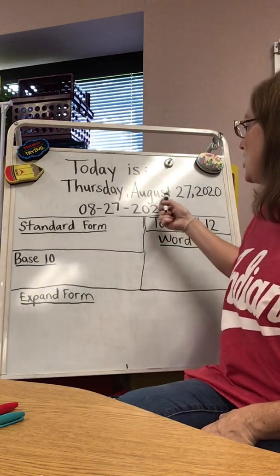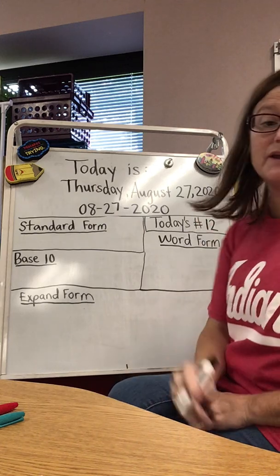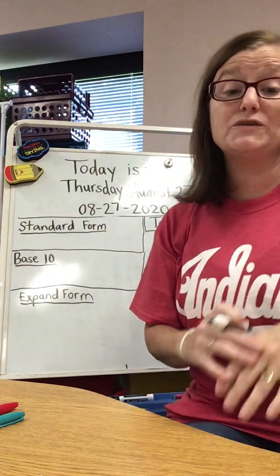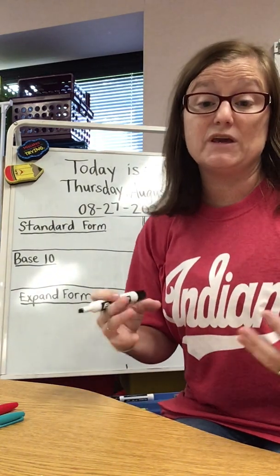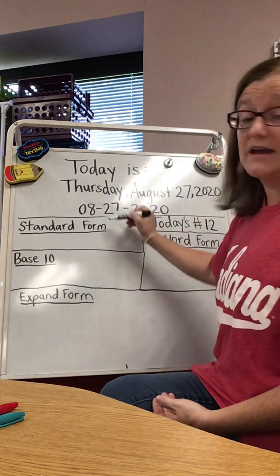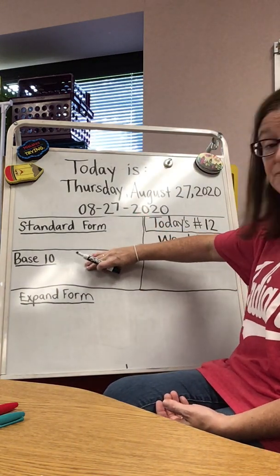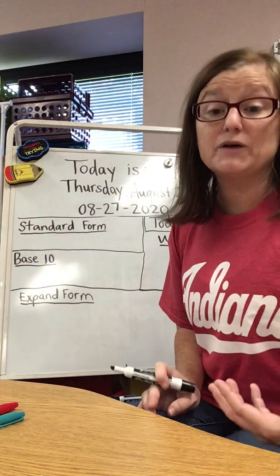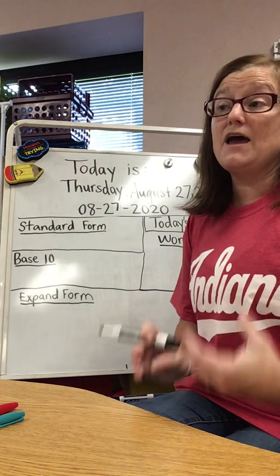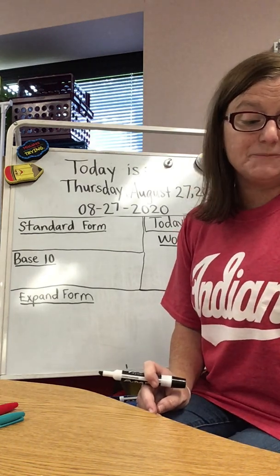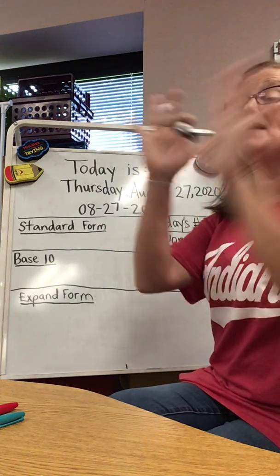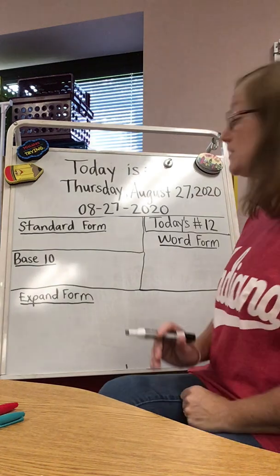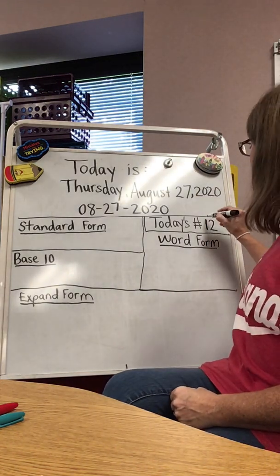Today is Thursday, August 27th, 2020, and today is the 12th day of school, and we're going to take the number 12 and show it in the many different ways that we can show numbers, and that is standard form, base 10, expanded form, and word form. These are all new terms, and we're going to be talking about this every day whenever we do our number of the day. So this is many different ways to represent the same number. And the number that we're going to be talking about today is the number 12.